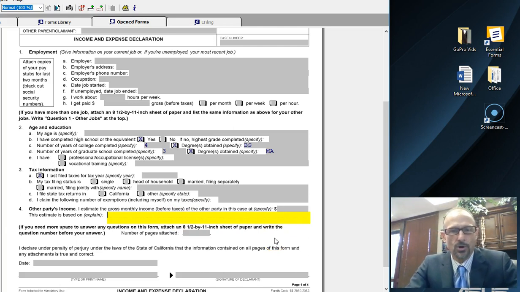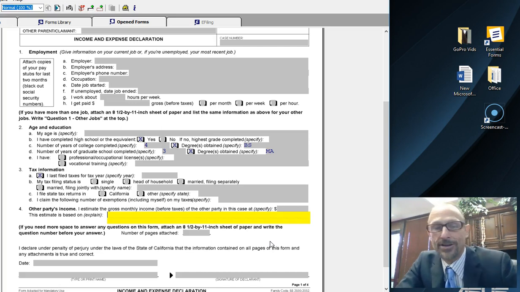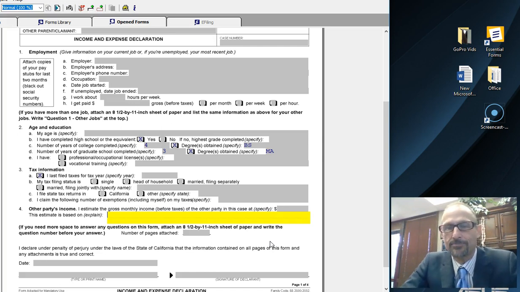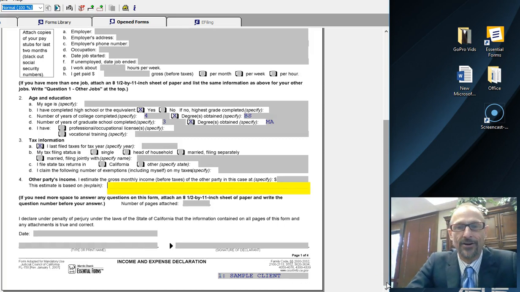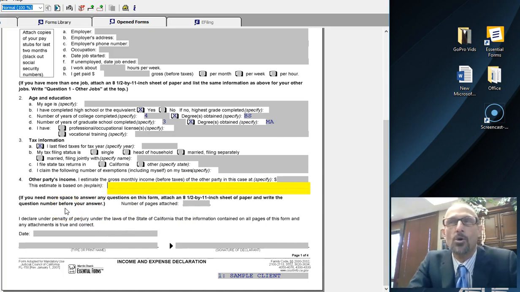Okay. So then the next box, if you need more space to answer any question on this form, please attach an 8.5 by 11 sheet of paper and write the question number before your answer. So that's very rare on this particular page to need that. But if you do, that's giving you instructions to take a separate sheet of paper and write any additional information you need down there. On this front page, I can't imagine what you might be adding. I would recommend that you don't add anything extra without getting legal advice. If you think you need to add a page on that, why don't you call and get a little free advice from an attorney before you do that?